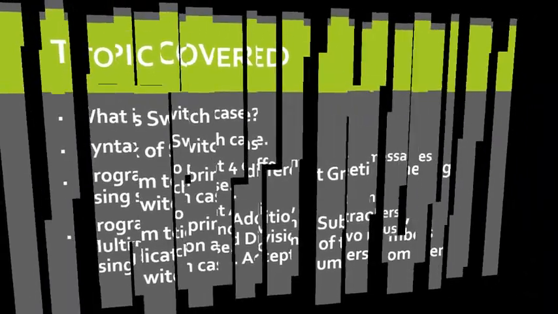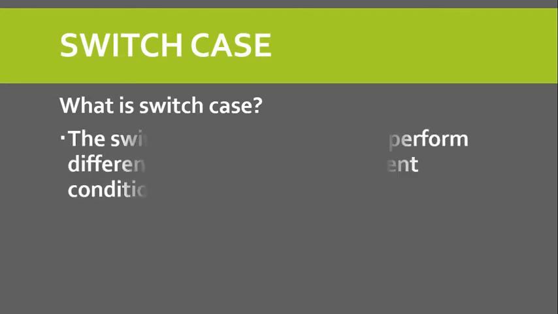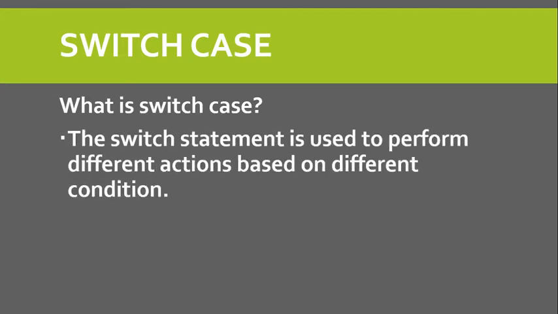Now let's see what is switch case. The switch statement is used to perform different actions on different conditions. The switch statement executes a block of code depending on different cases. The switch statement is a part of JavaScript conditional statements, which are used to perform different actions based on different conditions.